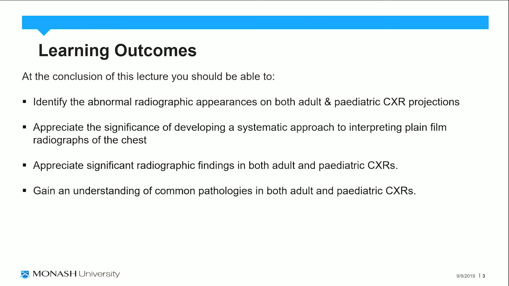So I trust at the end of this lecture, you should be able to identify the abnormal radiographic appearances on both adult and pediatric chest projections, as well as appreciate how important it is that you develop a systematic approach, because the chest X-ray is not easy to interpret. And you should be able to identify significant radiographic findings, which will include both traumatic as well as common pathologies in both adult and pediatric chest X-rays.